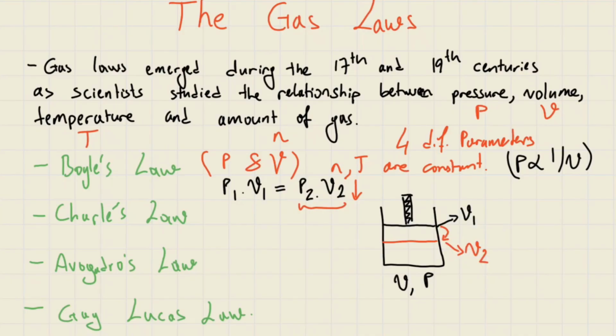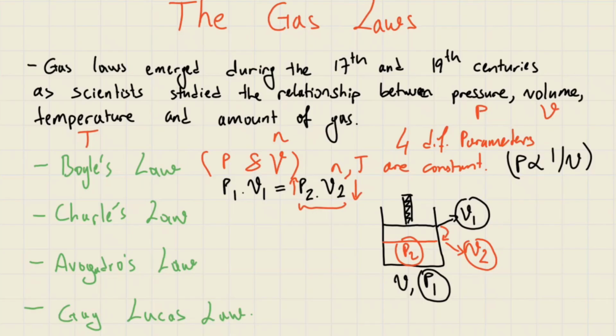Then if we decrease the volume, the pressure has to increase. Why? Since they are inversely proportional to each other. And I can also compare the situation. So P1 times V1 should be equal to V2 times P2. And this is Boyle's law.